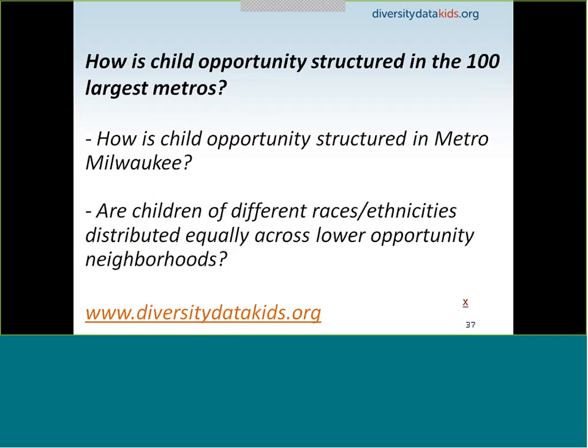So in order to test these hypotheses about the geography of child opportunity and also demonstrate the uses and capacities of the Child Opportunity Index, we're going to address that overall question of how is child opportunity structured in the 100 largest metropolitan areas by looking at one particular metro, Metro Milwaukee. In particular, we're going to look at how child opportunity is structured spatially in Metro Milwaukee, and whether children of different races and ethnicities are distributed equally across higher or lower opportunity neighborhoods. At this point, I'm going to click into the live online version of Diversity Data Kids so you can see each of the steps needed to make and analyze child opportunity maps.